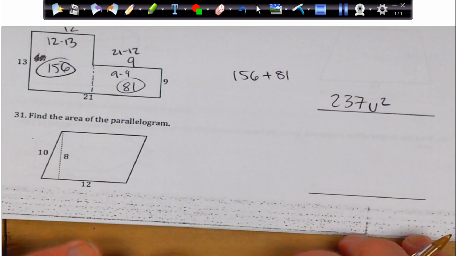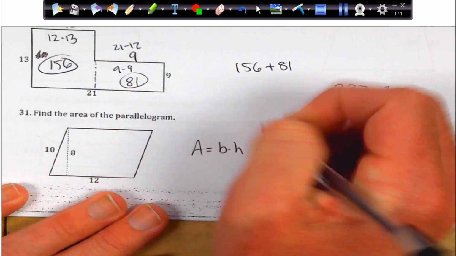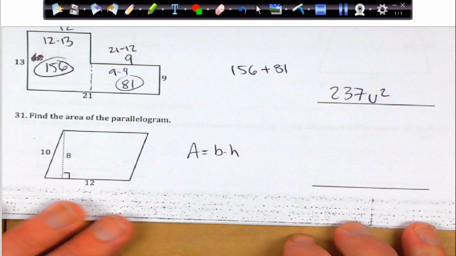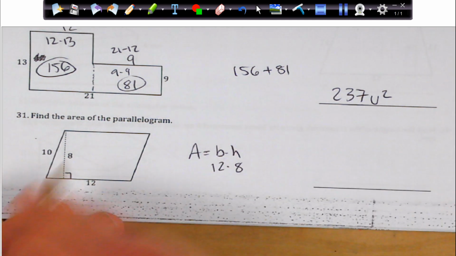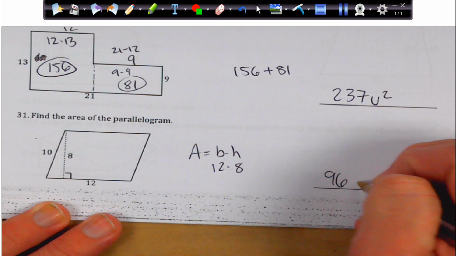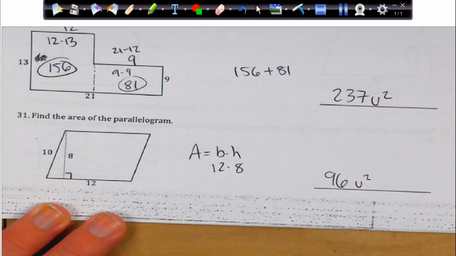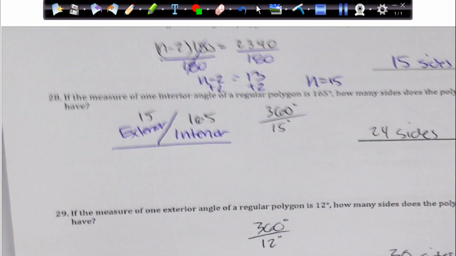Find the area of the parallelogram. Well, area is just base times height. Remember, when we say height, I'm looking for a 90. That should be a 90 there, so I'm going to go with my base is 12. My height is 8, not the slant one. So 12 times 8 is 96 square units. Okay, and let's keep it going.